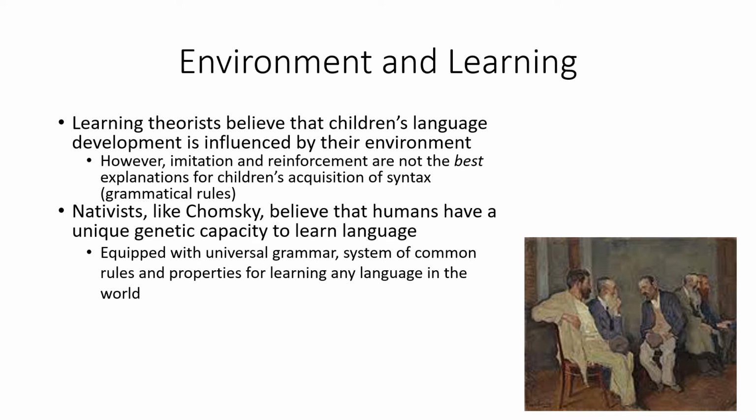He said we're equipped with universal grammar, a system of common rules and properties for learning any language in the world. And again, just like the strict learning theorists, this doesn't fully explain language, because whereas the learning theorists couldn't explain how language acquisition was similar across cultures, the nativists can't explain how there are differences between languages, how some languages have different grammar rules, things like that.